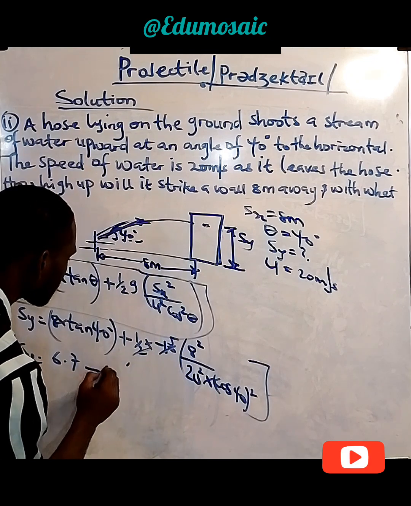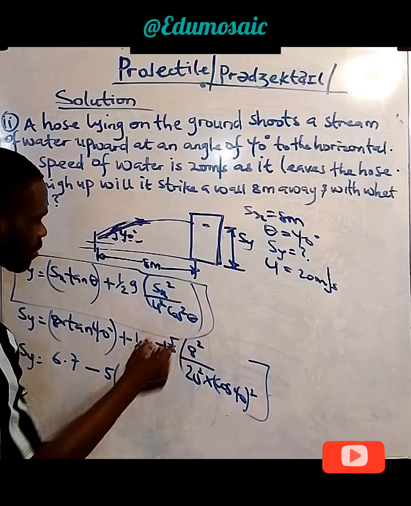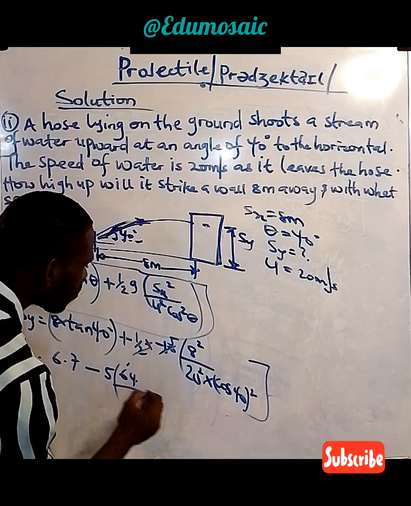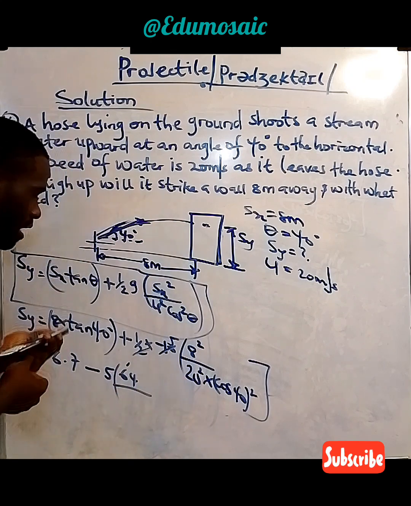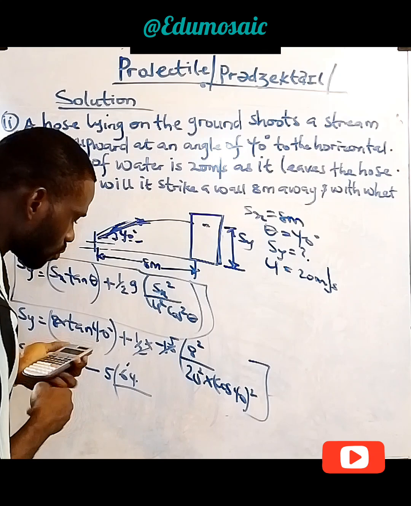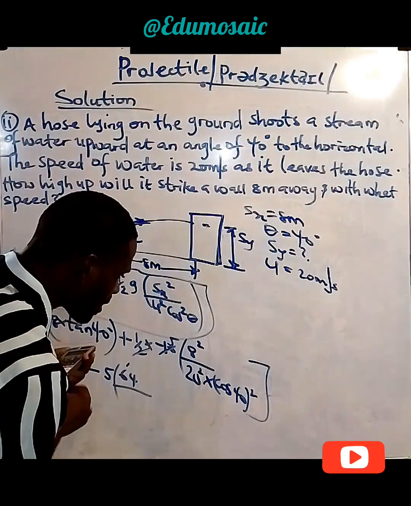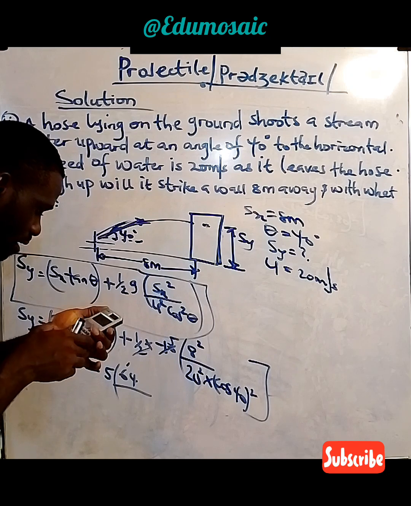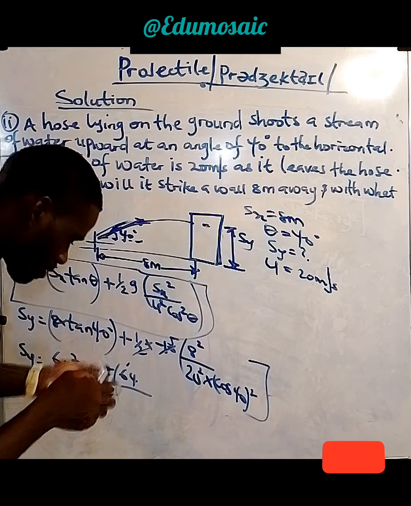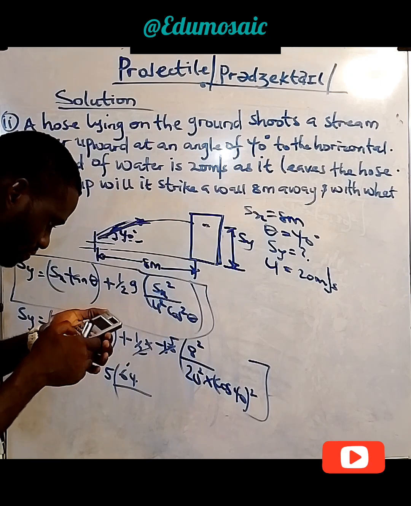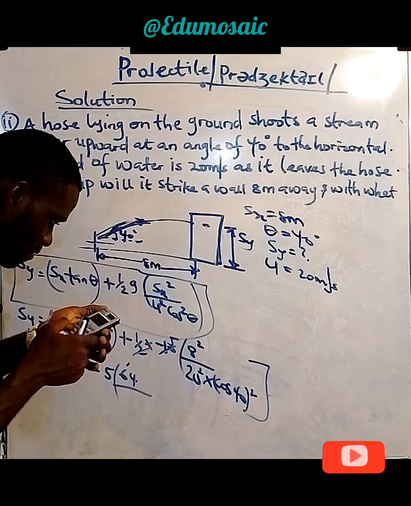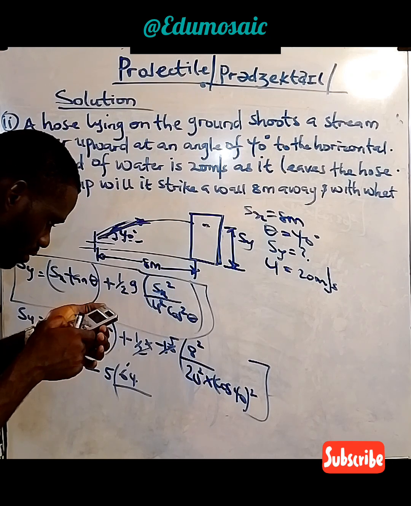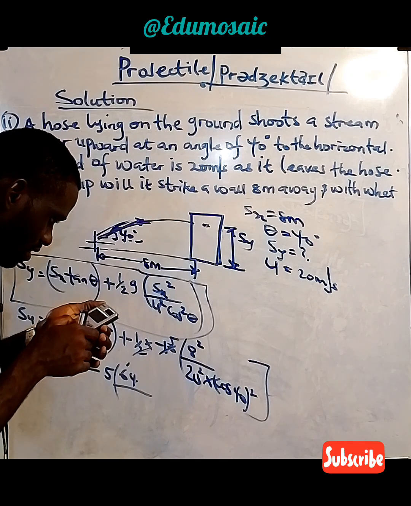Then, minus 5 times, open the bracket, 8 raised to 2 is 64, over what we have down there: 20 raised to 2, which is 400, times cos 40 raised to the power of 2. Let's just do that directly to save time.